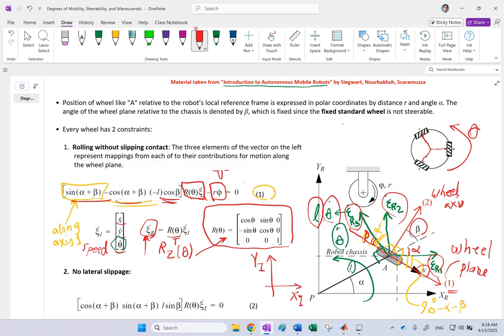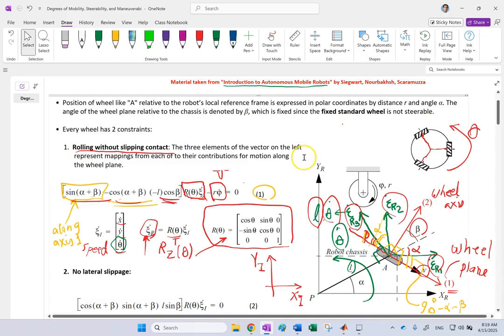So this is the rolling without slipping condition for just the most general kind of mobile robot that you can get, where you have alpha, beta, L, theta, r, phi, and everything. This is the most complete thing that you can get for an arbitrary mobile robot with as many wheels as you want in different positions and orientations. This is the rolling without slipping condition. Okay, that's equation number 1.